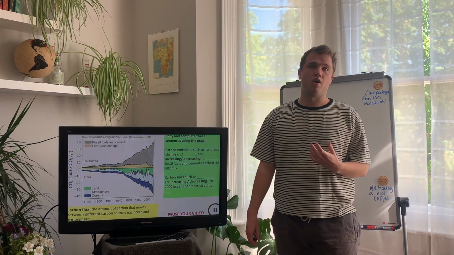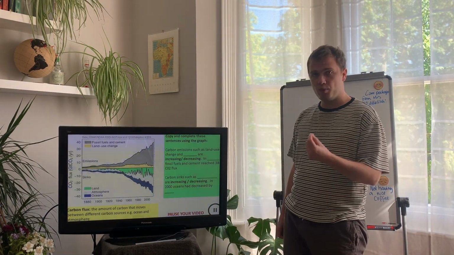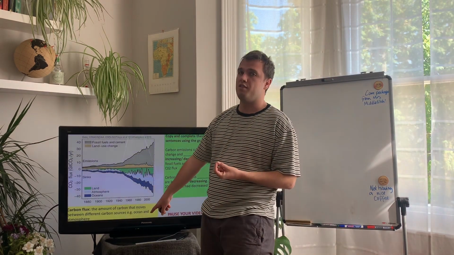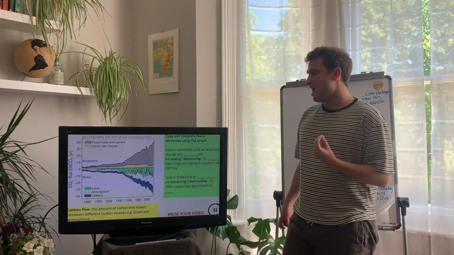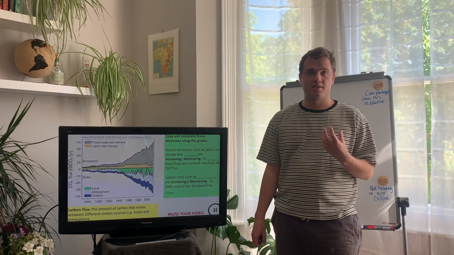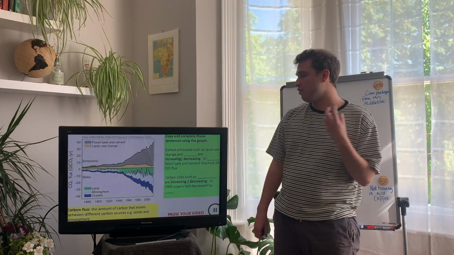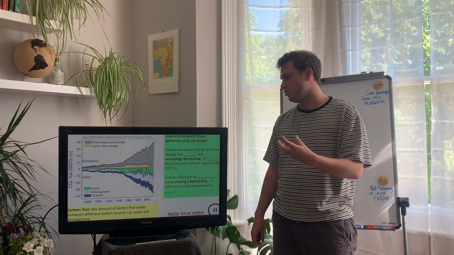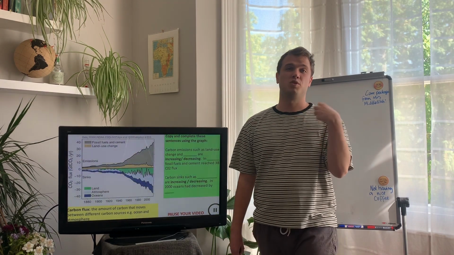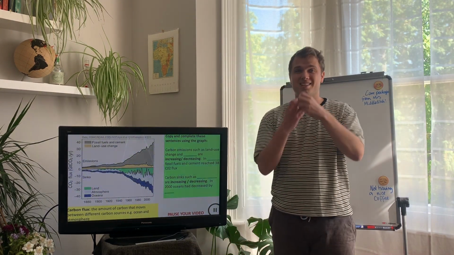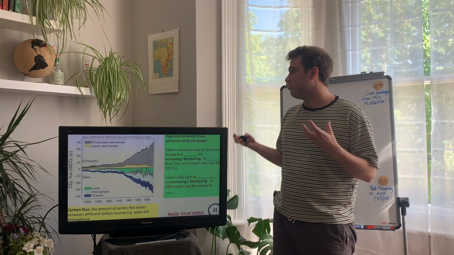Okay, so we're going to have a look at a graph that looks terribly complicated, but before we do, I've got another quick key term here for you that I want you to get into your books. And this key term is a carbon flux. So a carbon flux is the amount of carbon that moves between different carbon sources. So the movement of carbon between the ocean and atmosphere. So a flux is that release, that movement of carbon.